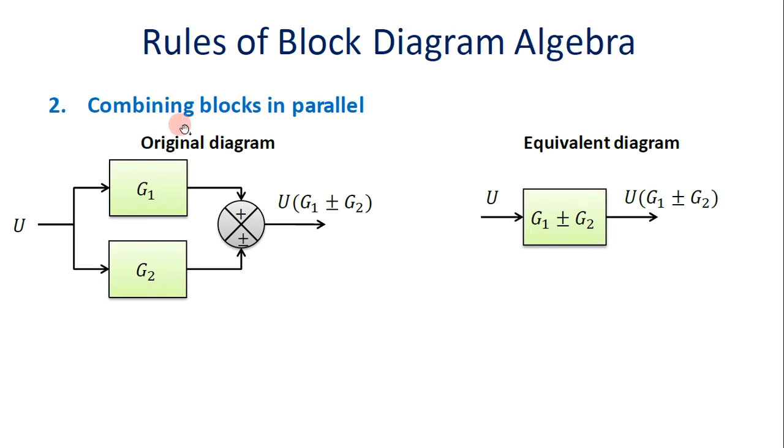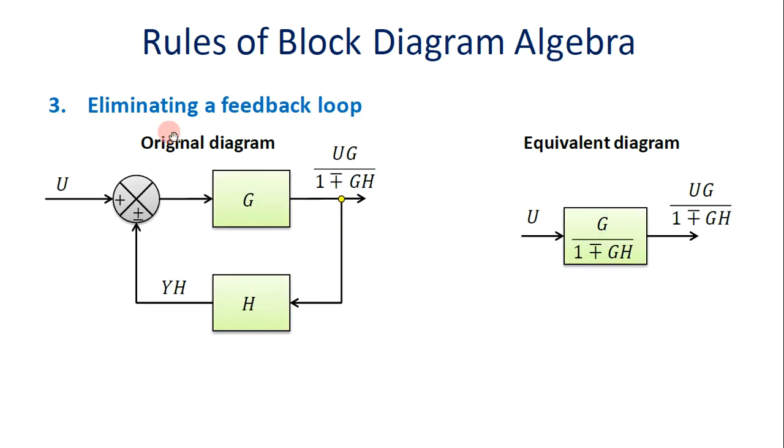The second rule is combining blocks in parallel. This is the sum rule or addition rule when two blocks are in parallel. G1 and G2 are parallel. We can say two blocks are in parallel because, if you observe the G1 block and the G2 block, the flow of signal is towards the right-hand side for both, and both are meeting at one summing point. So this is the addition rule. If you apply the input signal, since G1 and G2 are parallel to each other, the output is U into G1 plus or minus G2. This is the equivalent.